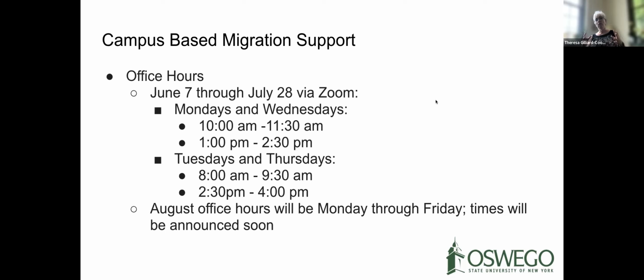So one of the things we did want to highlight are the campus-based migration support hours and other things that we will be doing to help support you all. We will be starting office hours on June 7th through July 28th via Zoom. Again, we will be doing Monday through Thursday. The hours are here. They're also up on the DLE website, which we will share shortly. We will have August office hours, and they will be Monday through Friday. The times will be announced soon. August is a little out for us, and right now we want to focus on the next 2 months.